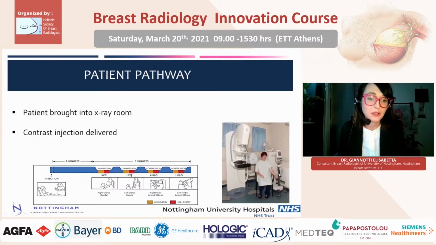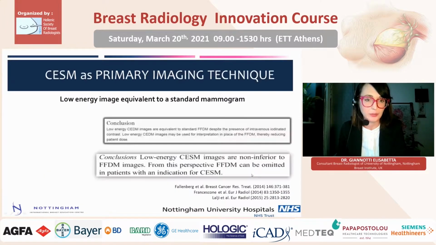I like to remain in the room with the patient all the time. I think the nice thing compared with CT is that when we give the contrast, the patient is sitting next to us and we can reassure them about the strange feeling that they're going to feel. And then we acquire the mammogram.